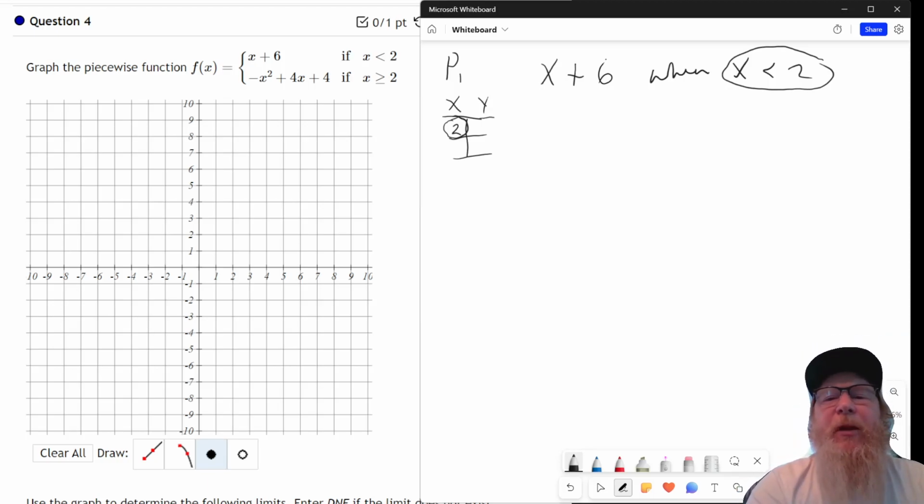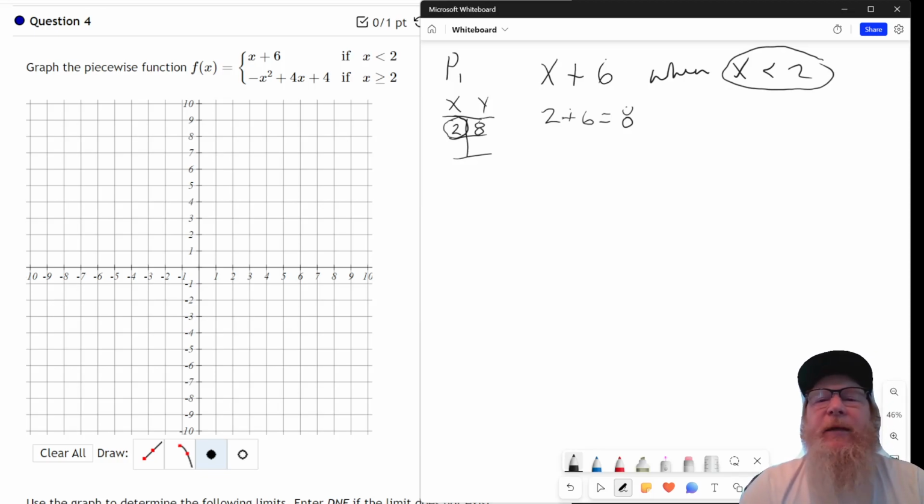And then we go ahead and plug it in. So we'll plug in 2. 2 plus 6 will give us 8. And then let's plug in one more point. How about 0? 0 is a nice point. It's an easy intercept. Just do that mentally. 0 plus 6 is 6.